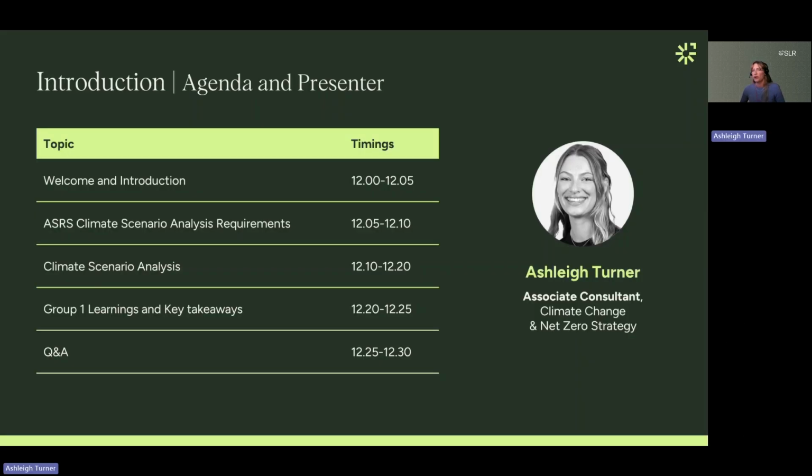So in terms of what we'll cover over the next 30 minutes, I'm going to open with a rundown of what ASRS requires for climate scenario analysis, and then we'll spend the bulk of our time on the practical side. So what climate scenario analysis is, what it looks like in action, and the valuable insights that you can get out of it as well. And then we'll close with some key takeaways from the Group 1 companies that are relevant to where you are now as generally Group 2 reporters here. And we'll aim to finish a couple of minutes early, like I said, to leave room for the Q&A.